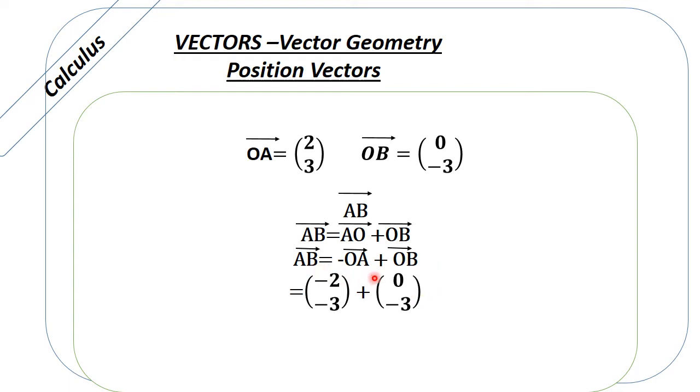When adding vectors, we add the x values and we add the y values. So negative 2 plus 0 is negative 2, negative 3 plus negative 3 is negative 6. So AB is (-2, -6). Don't forget this: AB is AO plus OB. If there was another question which said FD, then we could have broken it into FO plus OD. So always remember that there is O.